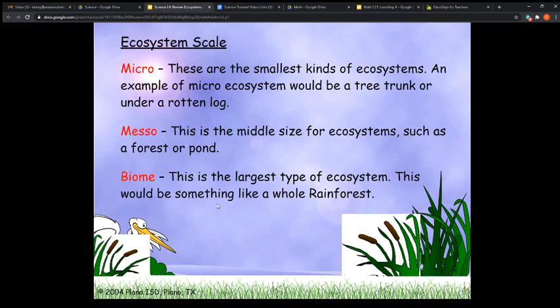Micro. These are the smallest kinds of ecosystems. An example of a micro ecosystem would be a tree trunk under a rotten log. Meso is the middle size for an ecosystem, such as a forest or a pond. A biome is the largest type of ecosystem. This would be something like a whole rainforest.